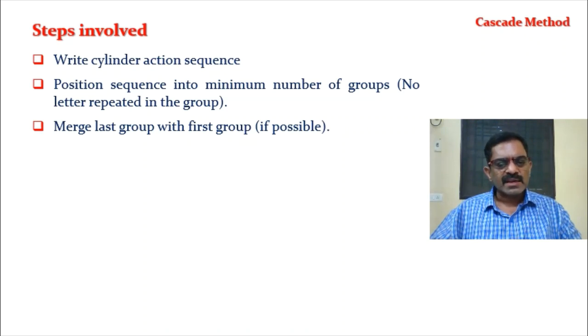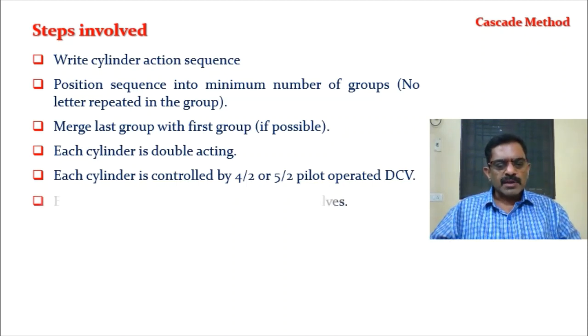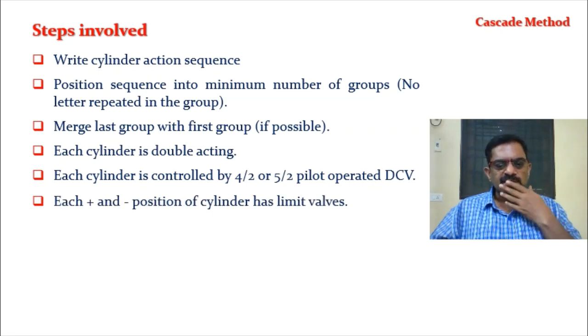And each cylinder is obviously a double acting type. So any cylinder in this method is a double acting cylinder only, and each cylinder is controlled by either a 4x2 valve or a 5x2 pilot operated DCV. Pilot operation is preferable, and it is also more convenient. And the plus and minus positions of the cylinder have limit valves, so we are going to use limit switches, and it can be a 3x2 valve, or a 2 position valve that you can use.